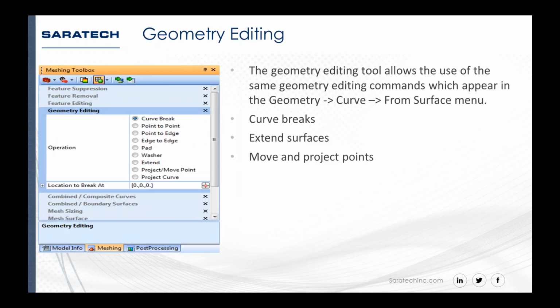The next one down is geometry editing, and these commands are under geometry, curve, curve from surface. If you do those commands from the pull down, these are the same commands, except it's all interactively located in one spot. If you do some of these commands, like point to edge, edge to edge, point to point type commands, it's much easier to use in the meshing toolbox. It's just going to save you a couple clicks because you don't have to specify the surface every time. It automatically understands what surface you want to use. So there's a lot of great commands in this geometry editing, and I'll show you some serious time savers coming up.